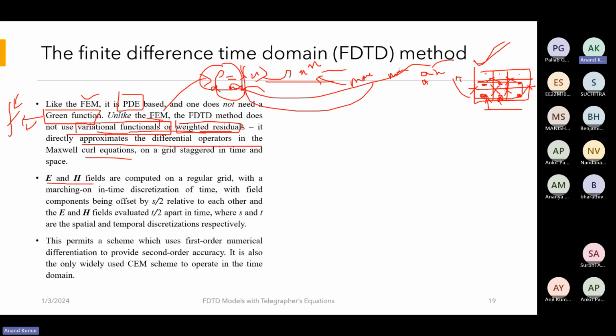The electric field and magnetic field values are computed on a regular grid. This is what the grid looks like, with marching-on-in-time discretization. Let's first read this: the field components are offset by ΔS/2 relative to each other, where ΔS is the spatial discretization, and electric fields are evaluated Δt/2 apart in time, where Δt is the temporal discretization.